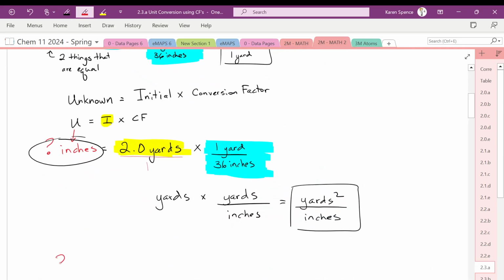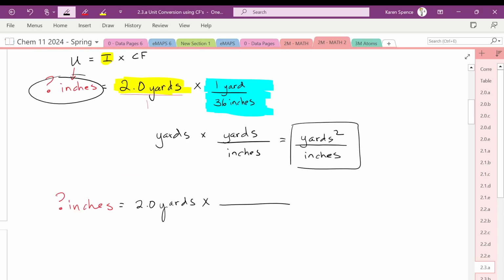So my unknown, the number of inches, is equal to my initial quantity, 2.0 yards, times, and now I'm going to put 36 inches per 1 yard. And now I go, oh, do my units work now? Yes, they do. Okay, so 2 times 36 is 72.